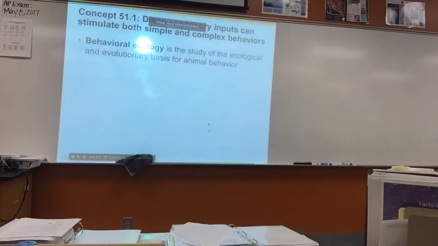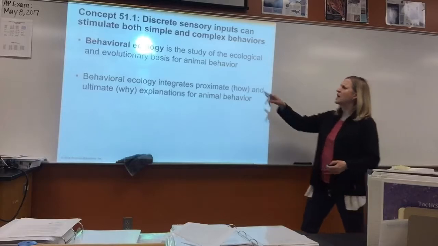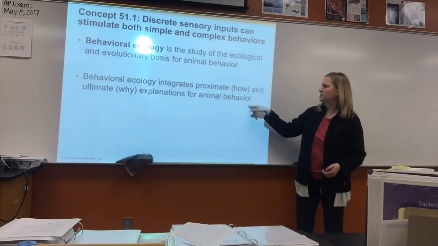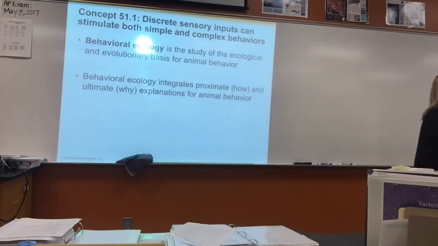So there's a whole part of biology about ecology, and then in ecology there's a whole part called behavioral ecology, where you're looking at the behavior of animals, and like I said, I threw in some plants here, the study of the ecological basis, so the role of that behavior in the ecosystem, as well as the evolutionary basis for the behavior. How does it help the organism, kind of natural selection there? And so people who study behavioral ecology, it says integrates proximate and ultimate explanations for animal behavior. Those are fancy words for how and why. So how does the behavior happen and why does it happen?